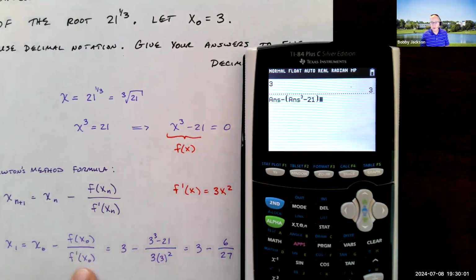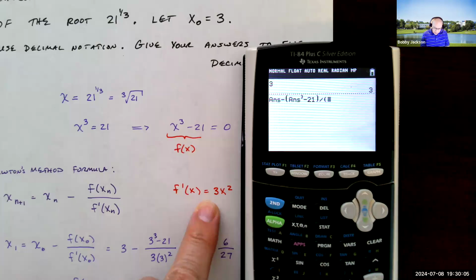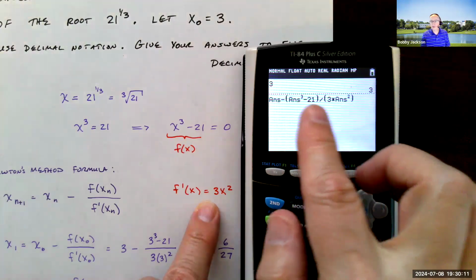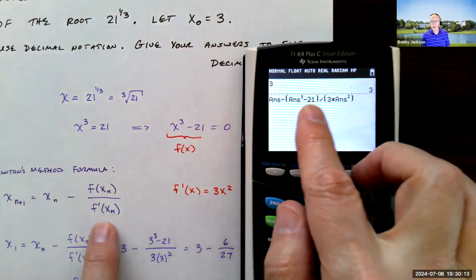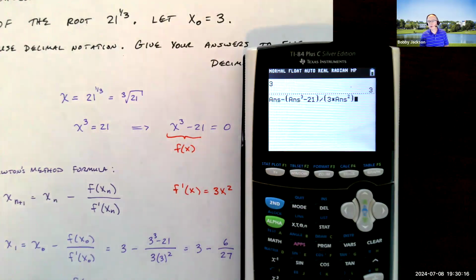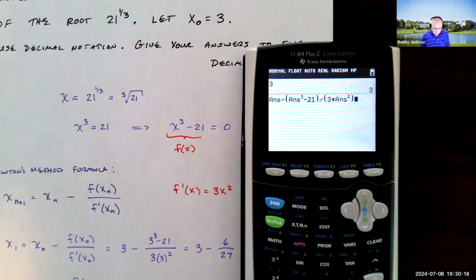And divided by f prime of x of 0. F prime is 3x squared. So divided by, in parentheses, 3 times answer squared. Okay, so again, you have to have the parentheses around your function, and then the parentheses around the derivative. So be real careful about using the calculator to do these.